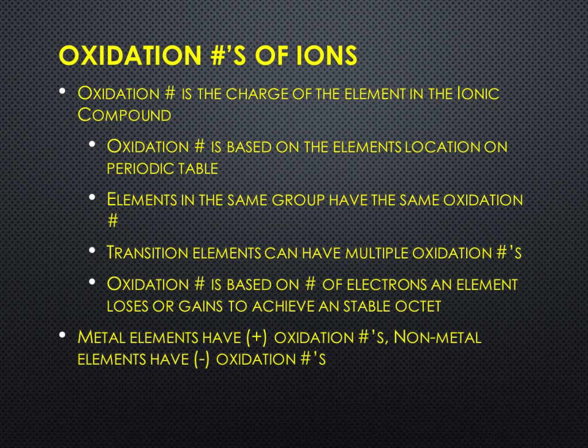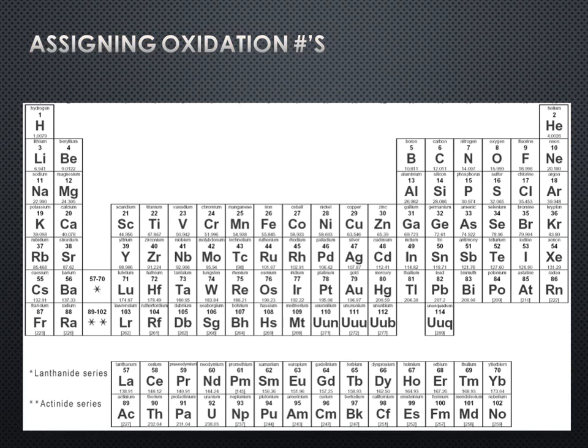So metallic elements are going to have a plus oxidation number, and the nonmetallic elements are going to have a negative oxidation number. As mentioned, oxidation numbers are based on the location of that particular element in the periodic table. The way I always look at it is the following. In order for an element to achieve a stable octet, is it easier for the element to lose electrons or gain electrons to get to that stable octet? That will have a relevance on the oxidation number of that particular element. So let's look at the periodic table and determine which elements are going to have negative oxidation numbers and which ones are going to have positive oxidation numbers.